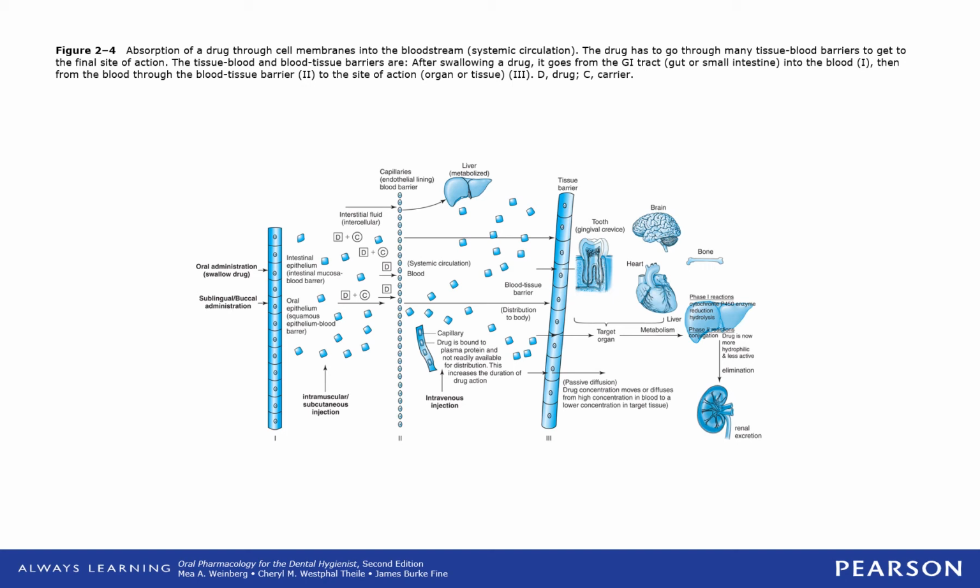Figure 2.4 shows the absorption of a drug through cells into the bloodstream. The drug has to go through many tissue blood barriers to get to the final site of action. After swallowing a drug, it goes to the GI tract, the small intestine, gets into the blood, then from the blood through the blood-tissue barrier, goes to the site of action, either an organ or tissue. And you can see it's a drug and a carrier.